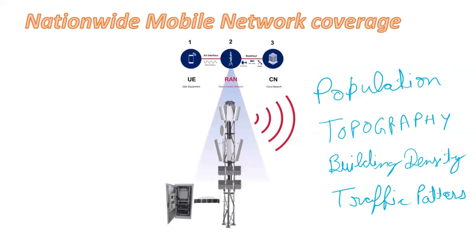For example, in urban areas with high population density, network operators may need to deploy more cell sites with lower output power so that each site can provide coverage to smaller areas. We need a large number of sites so that we can cover our high population density. But in rural areas with lower population density, network operators may need to deploy fewer sites with higher output power to provide coverage to a larger area.